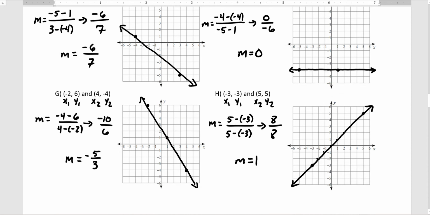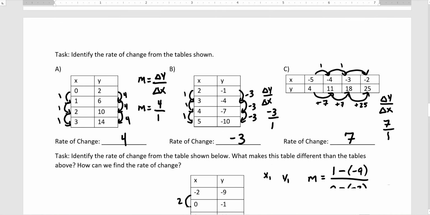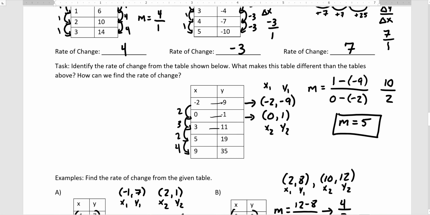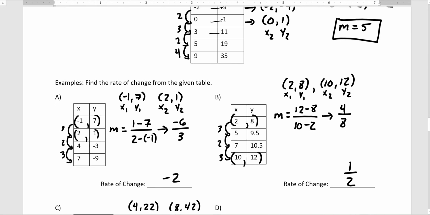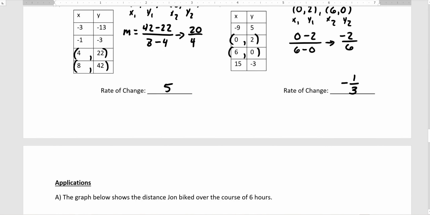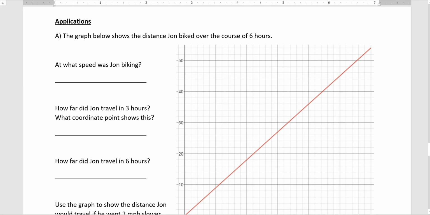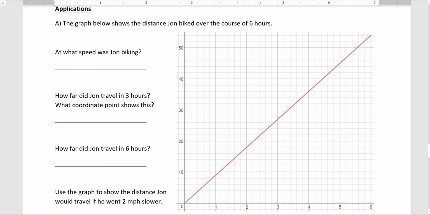We also talked about, remember, that a horizontal line has a slope of 0, a vertical line has an undefined slope. Then we talked about finding slope from a table. We looked at if that table had equal steps from x and how easy it was to see then, and then what if it didn't and we had to use points again. And now today we're going to talk about applications of slope. So let's start with this first example here.